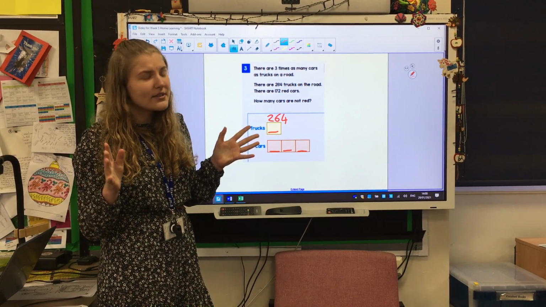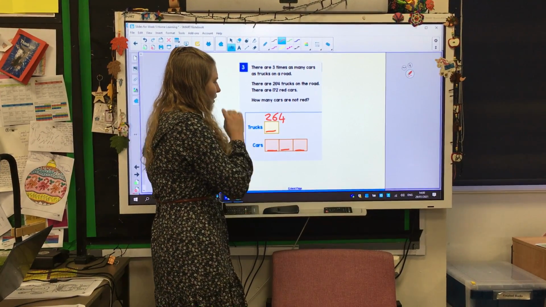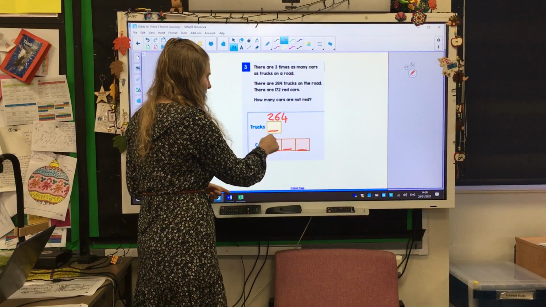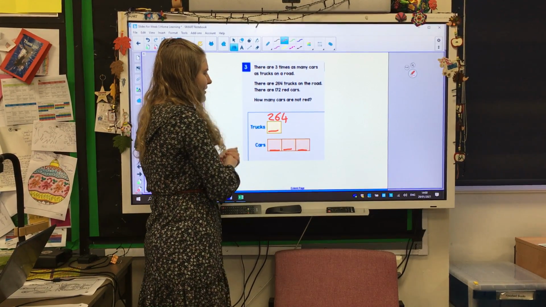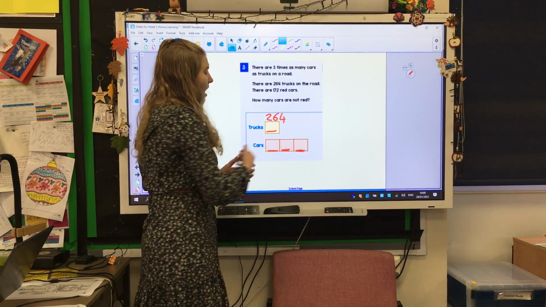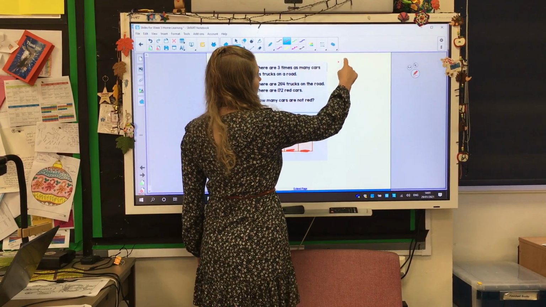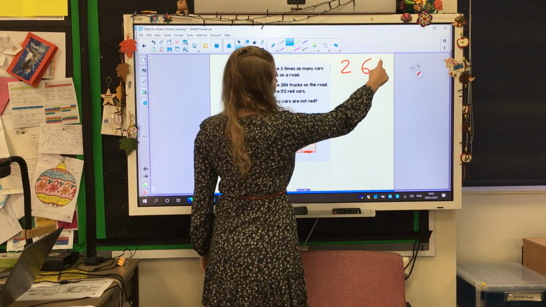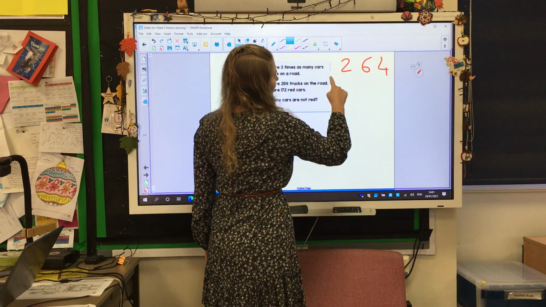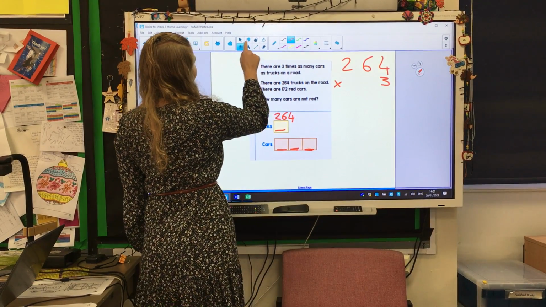So there's going to be a few steps to this. First of all, we're going to find out how many cars in total there are. So have a look at this. What can we do if we know that there's 264 trucks and there's 3 times as many cars? What do we need to do? We need to multiply it by 3. So here we go, 264 multiplied by 3. I bet you, that's definitely not going to be enough room, is it, guys?